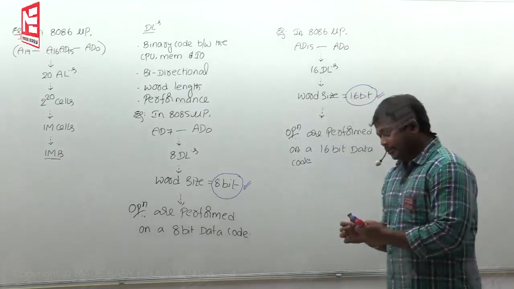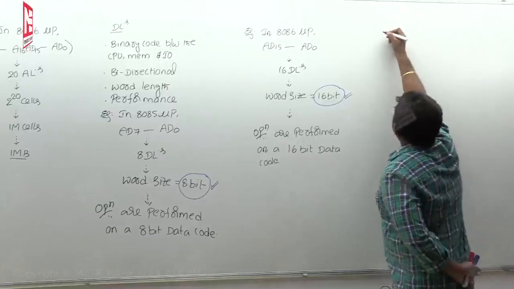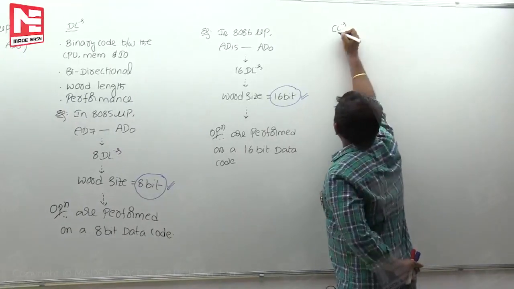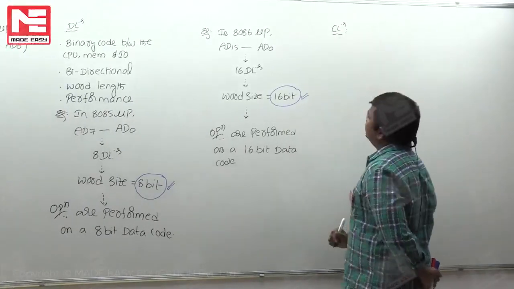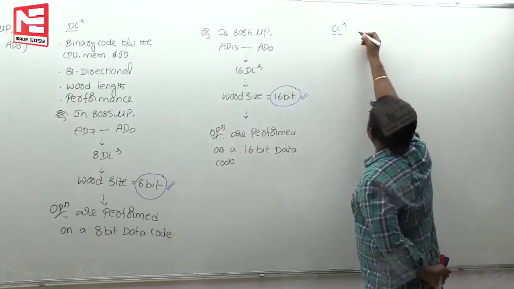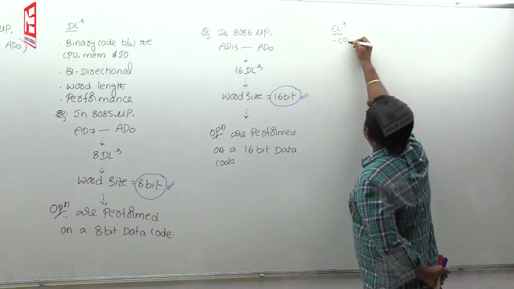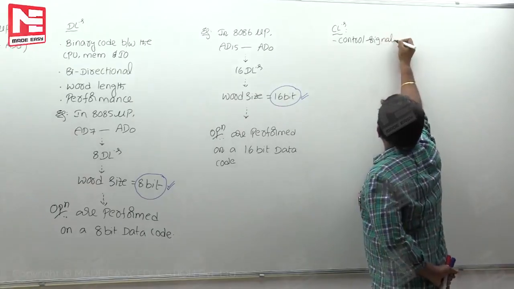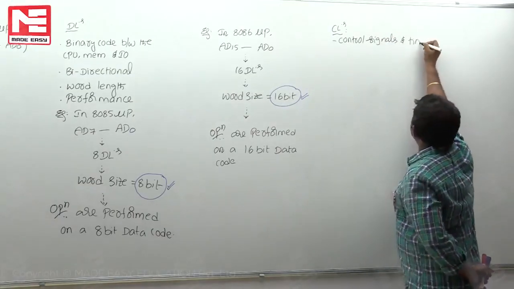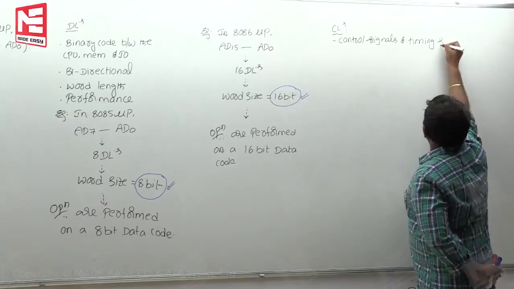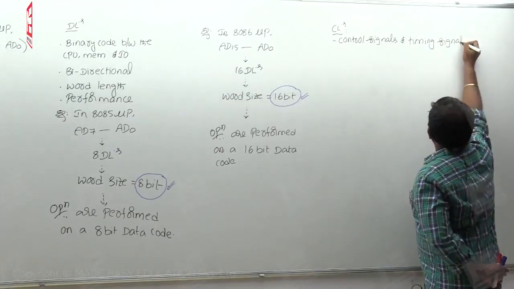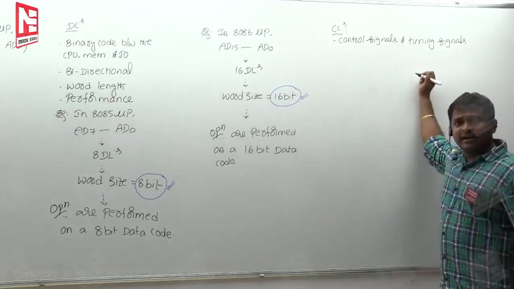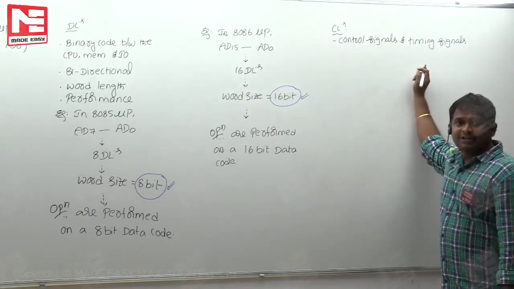Clear? Now, control lines. Control lines are used to carry the control signals and timing signals. Control signals and timing signals. Okay. These are also unidirectional lines.